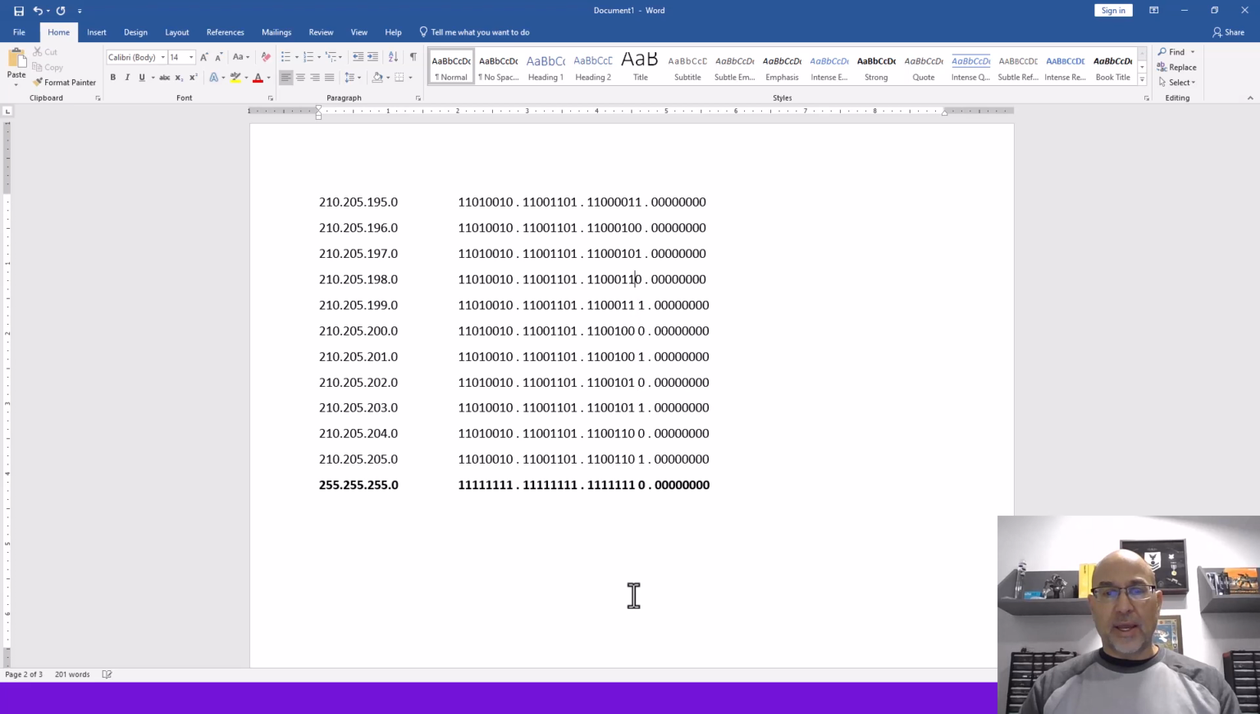The one bit that I care about, or the one bit that I say, well, actually, I don't care what's there. You can see we've got alternating ones and zeros, but that's not really the point. In order to supernet something together, the binary pattern to the left has to match the binary pattern of the network that we want to aggregate.